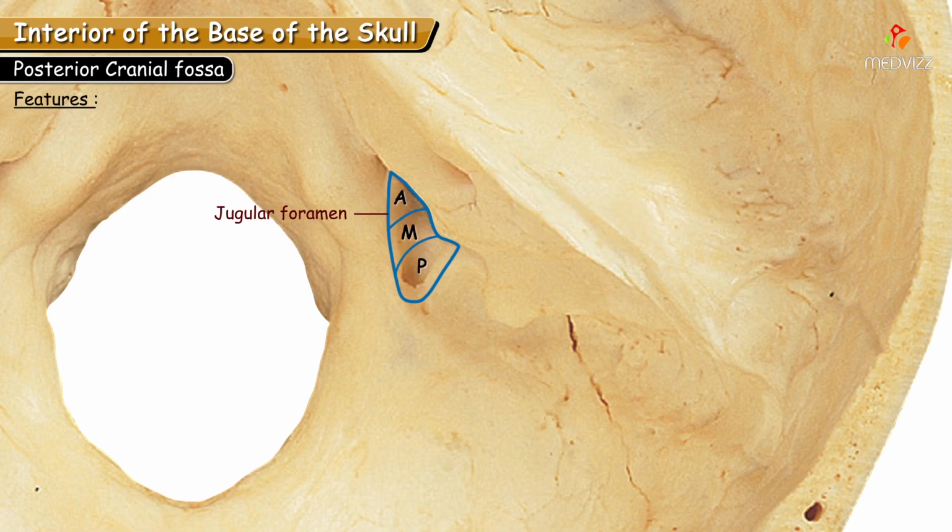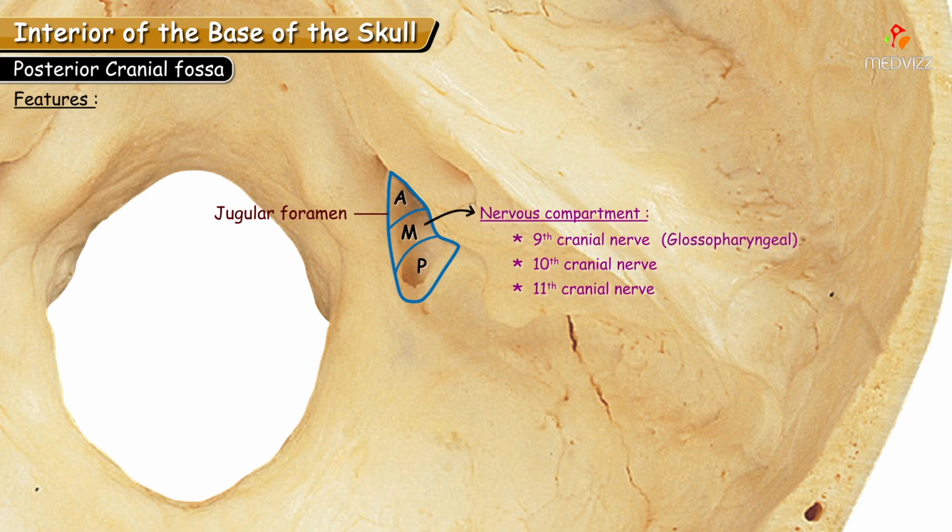The posterior part is also a vascular compartment which transmits the sigmoid sinus, which continues as the internal jugular vein below the foramen in norma basalis. The middle part is the nervous compartment where we have 3 cranial nerves. This is the only foramen which transmits 3 cranial nerves, that is the 9th, 10th, 11th cranial nerves. The 9th is glossopharyngeal, 10th is vagus and 11th is spinal accessory. So this is about the jugular foramen.